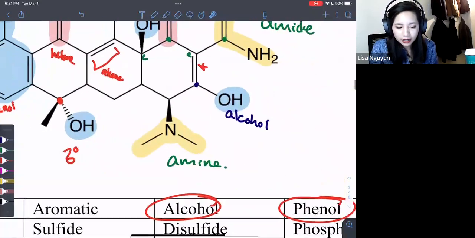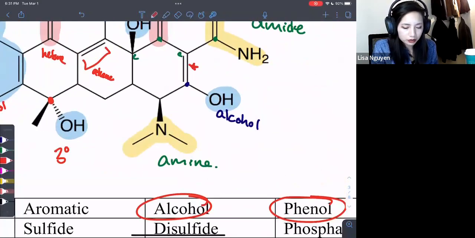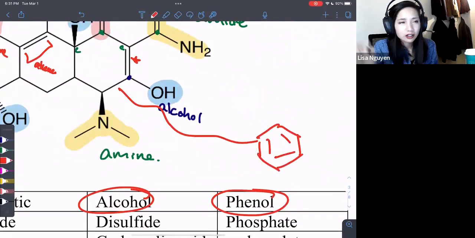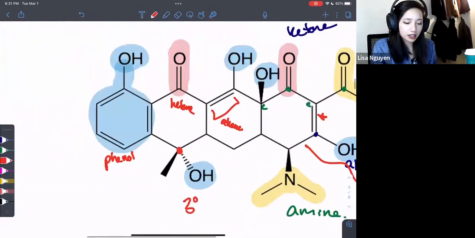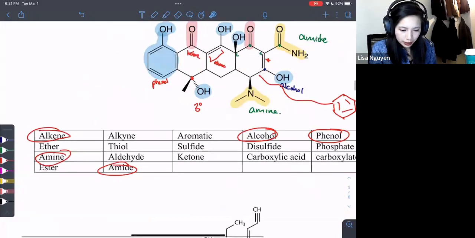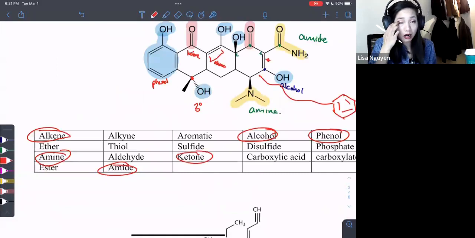If we had some bond, and we had an aromatic ring over here somewhere else, then we would have an aromatic and a phenyl group. But because this aromatic is associated with an alcohol, we just call it phenyl. Oh, and did I not circle ketone? Yes, and so ketone would be our last one there.